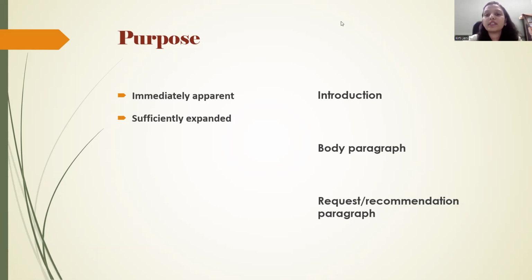So, let us see what it means. And also, I will cover what sufficiently expanded means. You want to inform the reader that this is my patient, this is the problem, and this is what I'm expecting from you. So that should be in your introduction paragraph. And if you write that I'm writing to request follow-up care, what kind of follow-up care you're expecting should be elaborated in the last paragraph. Now let me show you one of the model letters so that I can explain the same thing in more detail.